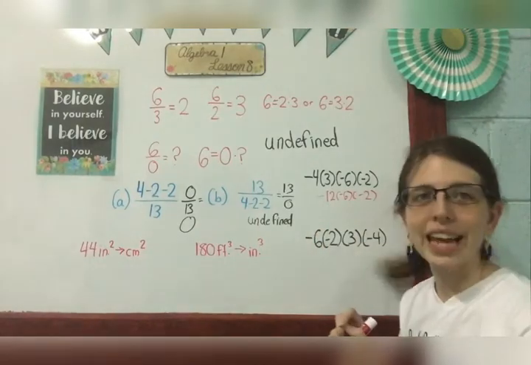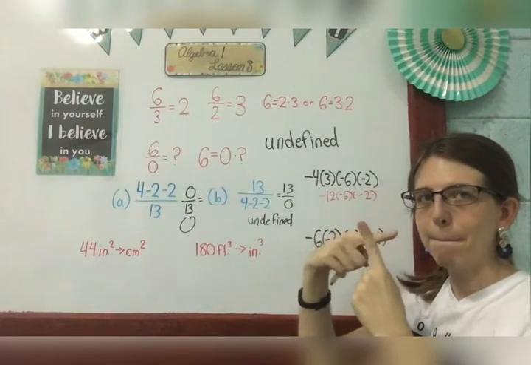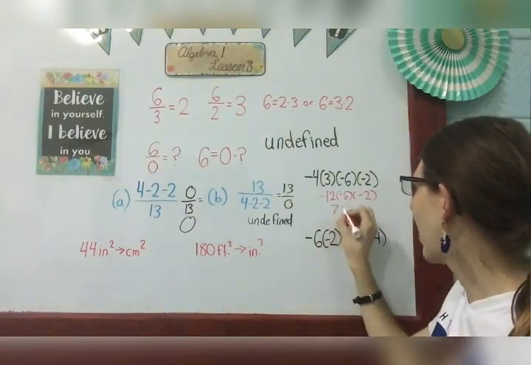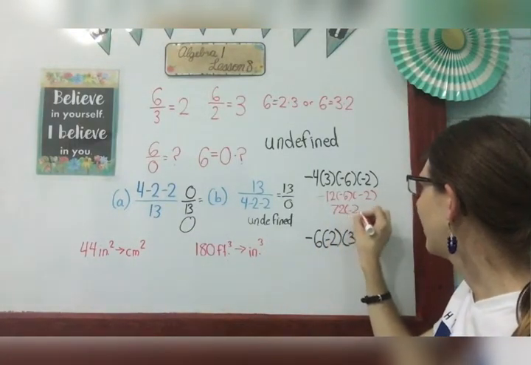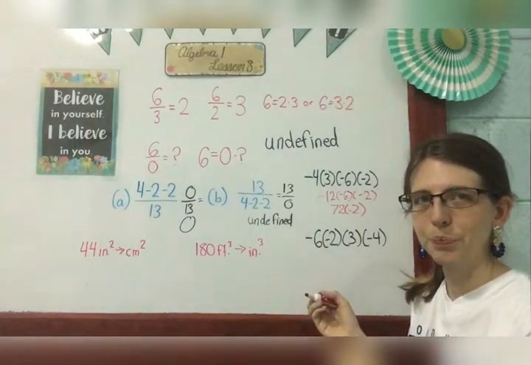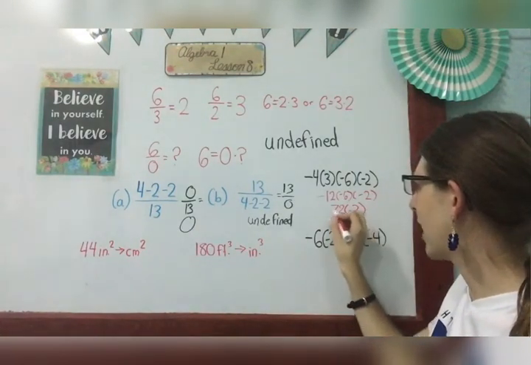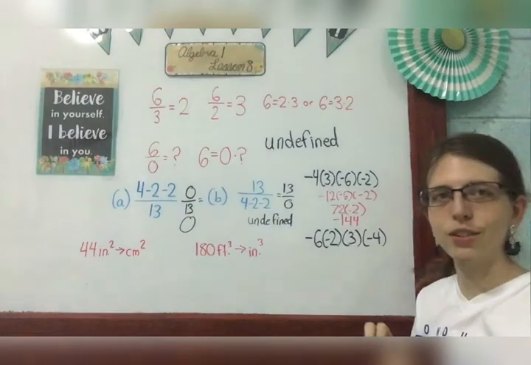Negative 12 times negative 6. I have two negatives, so my answer will be positive because I have like signs. So I have positive 72 times negative 2. 72 times 2, 144. I have one negative times a positive, so unlike signs, my answer is negative.